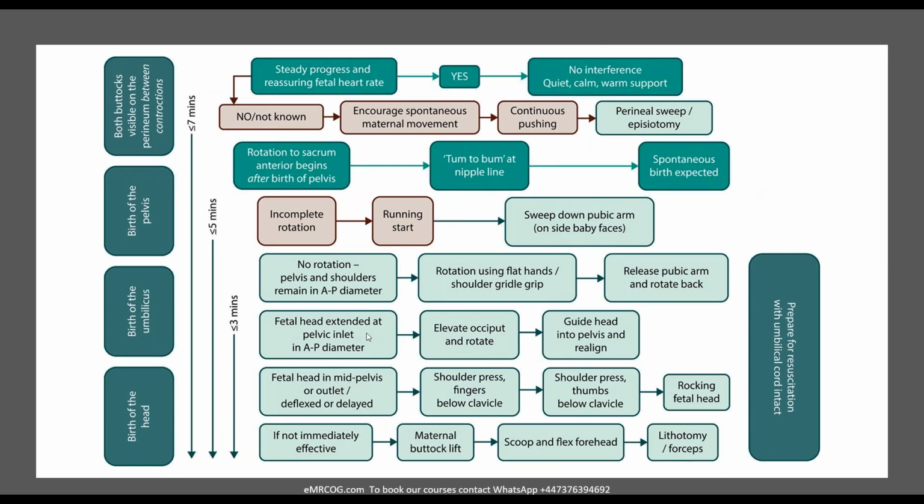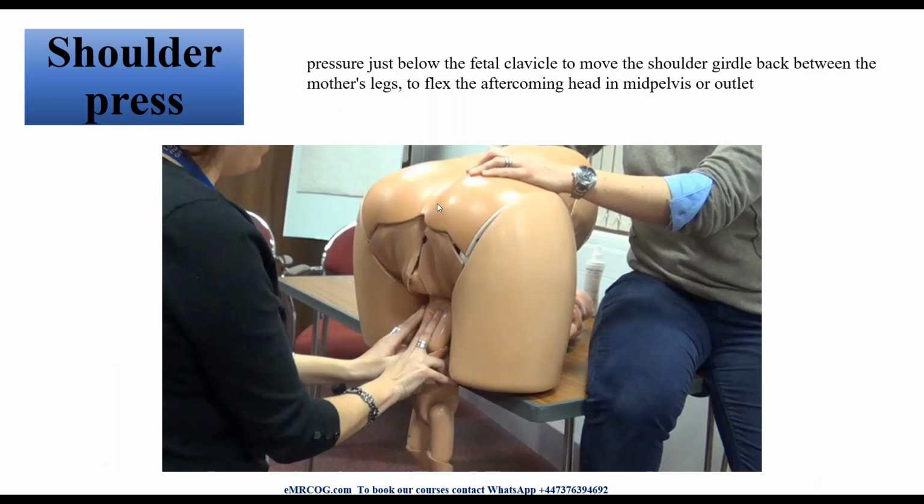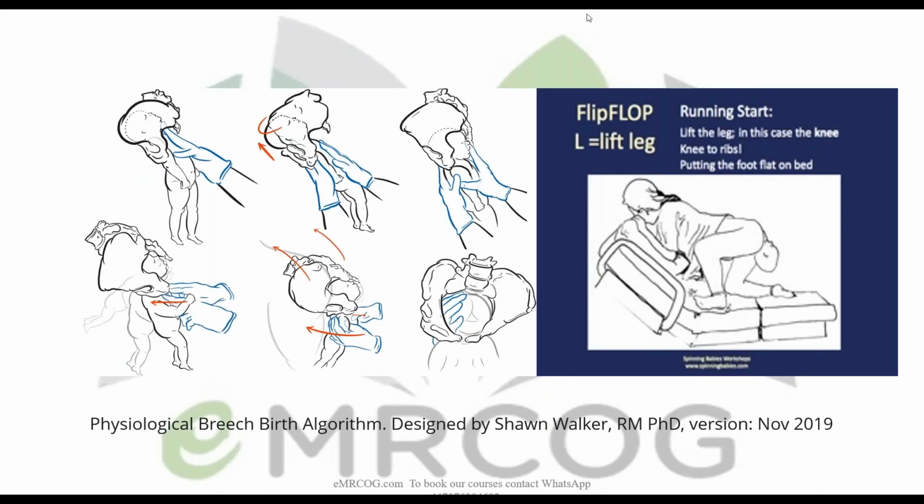If the fetal head is extended at the pelvic inlet in the anterior-posterior diameter, try to elevate the occiput and rotate, and guide the head into the pelvis and realign. So again, can you see here when they are trying to correct the extended fetal head? Can you see? They are trying to correct the position and bring it to flexion.